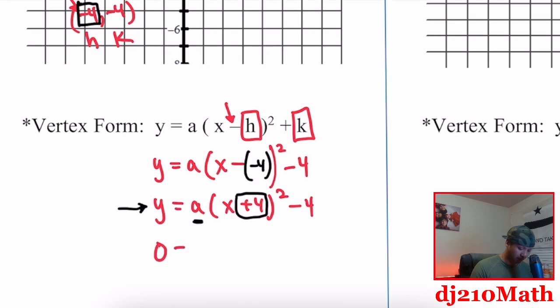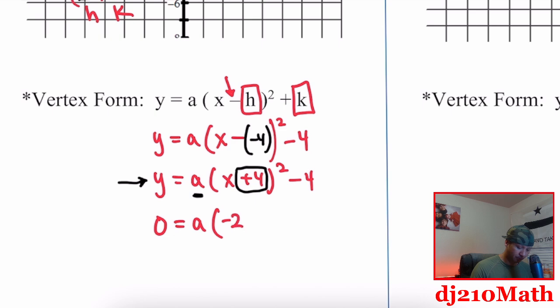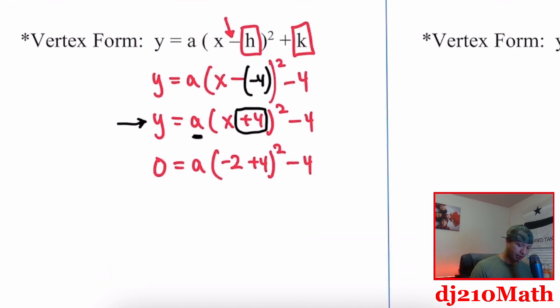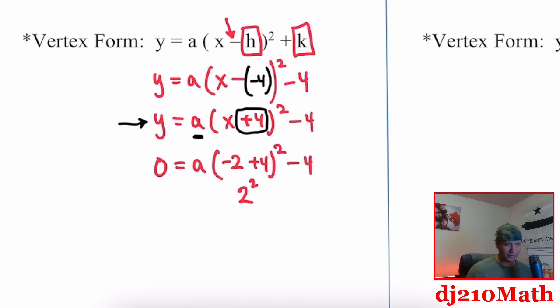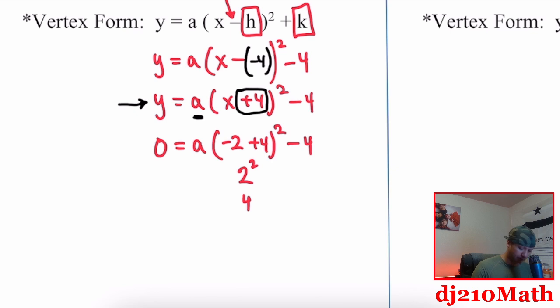So y is 0. A. X was -2 plus 4 squared minus 4. Okay, -2 plus 4 is +2. +2 squared. Right, because it's still in the parentheses. You square it because it's in the parentheses. It's going to be 4. So when you write it all together, this is going to be 0 is equal to a times 4.